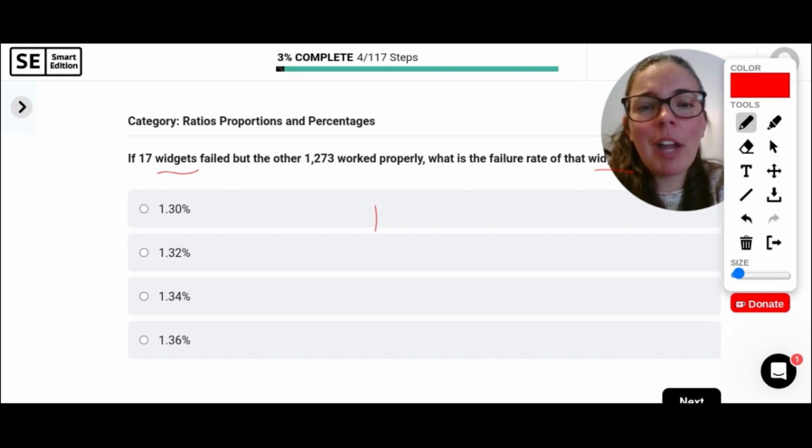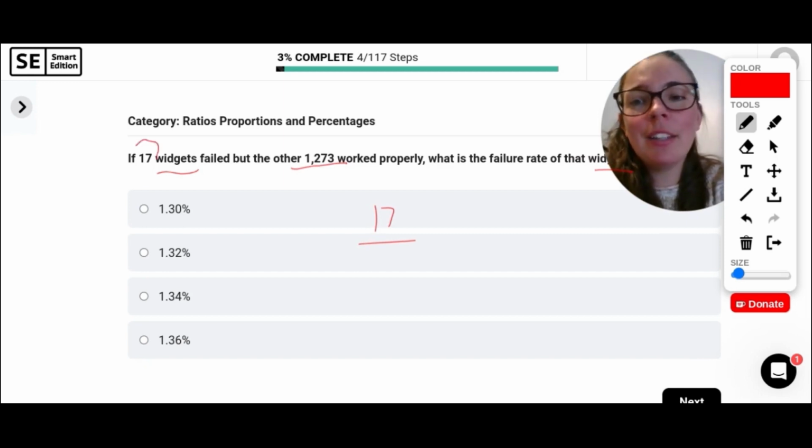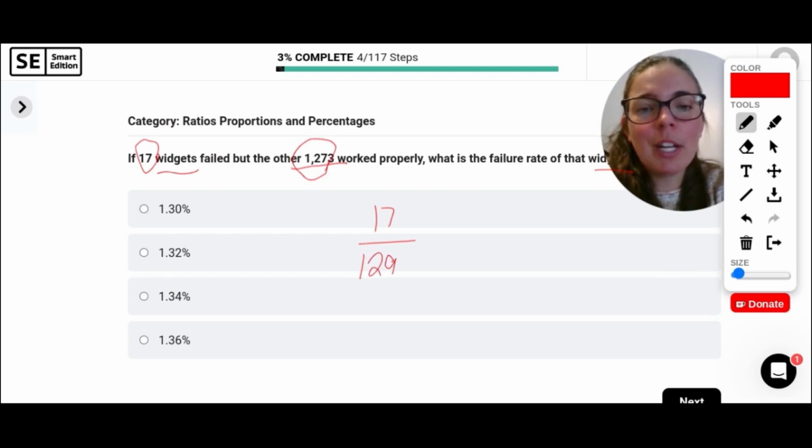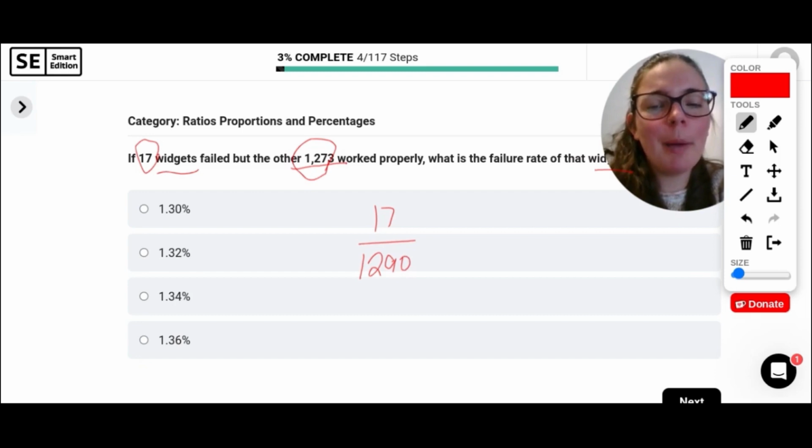17 failed out of how many? So 17 failed, but the other 1,273 worked properly. So if we add these together, we will have the total. And now we can use a calculator, so you can just plug this right in your calculator. So it should be 17 over 1,290. So the failure rate is going to be what happens when we divide this and then turn it into a percent. Notice all of my options are percents.